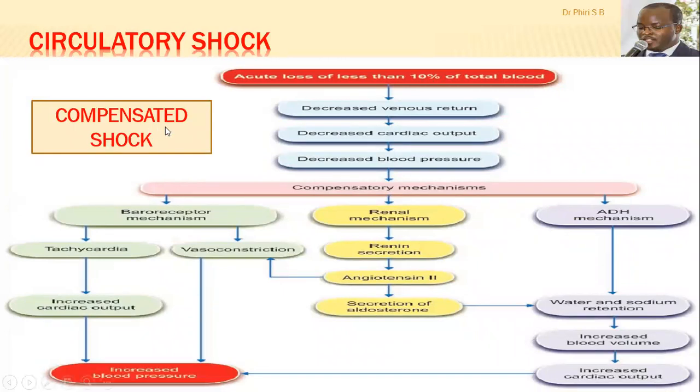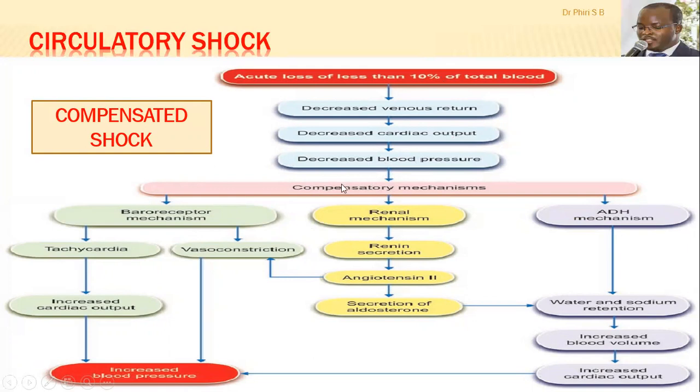Then the compensated shock. This is a progressive stage. The compensated shock occurs when you have acute loss of less than 10% of total blood. If a person loses about 10% of blood or less, there are those mechanisms that will kick in to regulate blood pressure. Because you know to say you're losing blood due to hemorrhage or whatever it is, there will be a decreased venous return because the blood volume has decreased. So venous return is going to decrease. There will be decreased cardiac output. Then there will be decreased blood pressure.